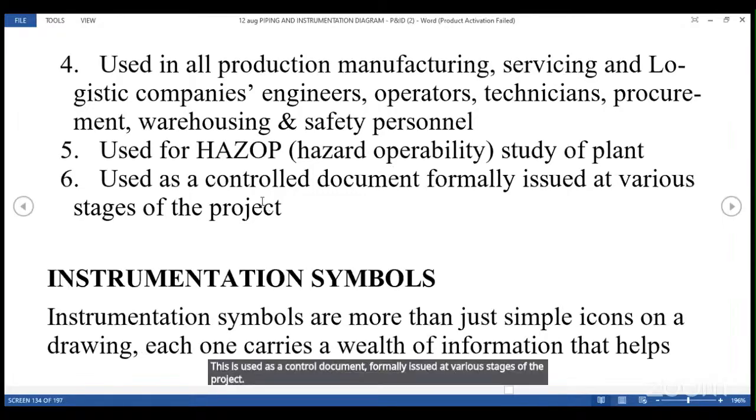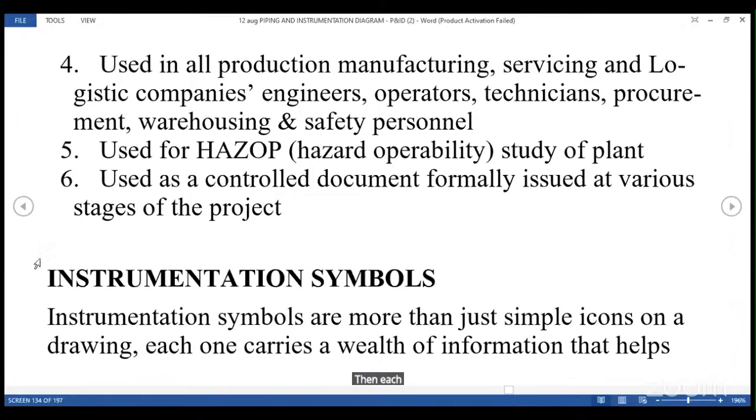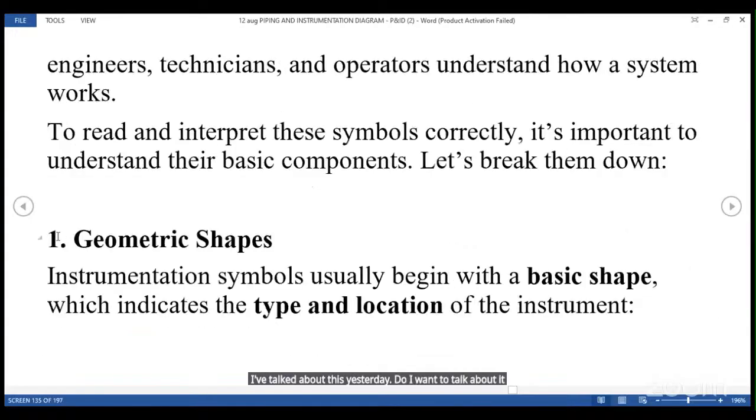project. Then instrumentation symbols. I talked about this yesterday. Do I need to talk about it again?